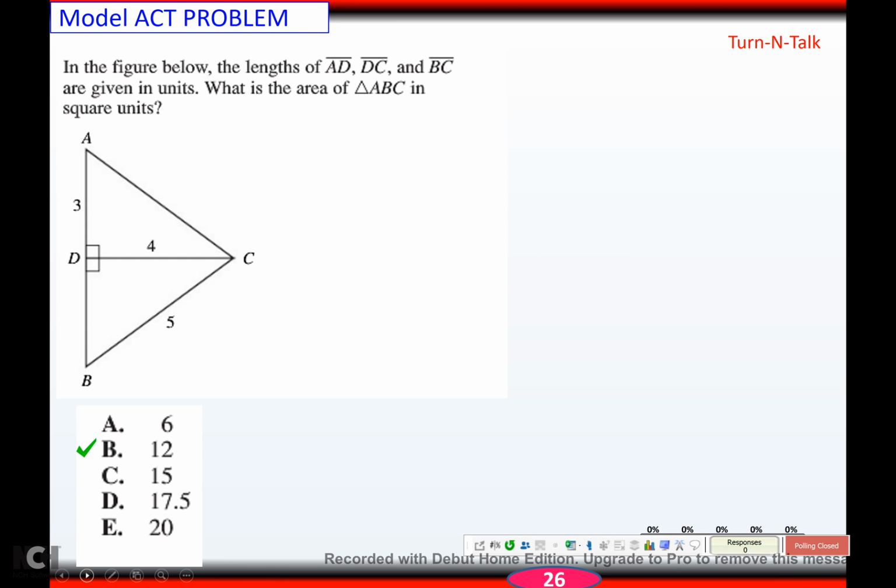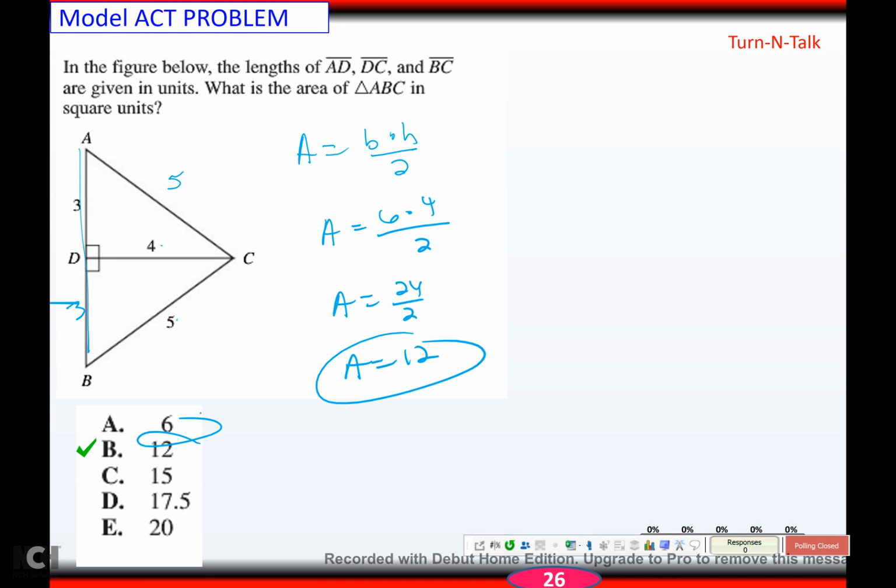And hopefully got B. They give us all the units, and they want us to know the area of triangle ABC. Well, if this is 5 and 4, this is a 3, 4, 5, so this is 3, well, there's my base. Area of a triangle is base times height divided by 2. So my area is my base, which is going to be 6, times my height, which is 4, divided by 2. And that's 24 divided by 2 gives me an area of 12 units squared.